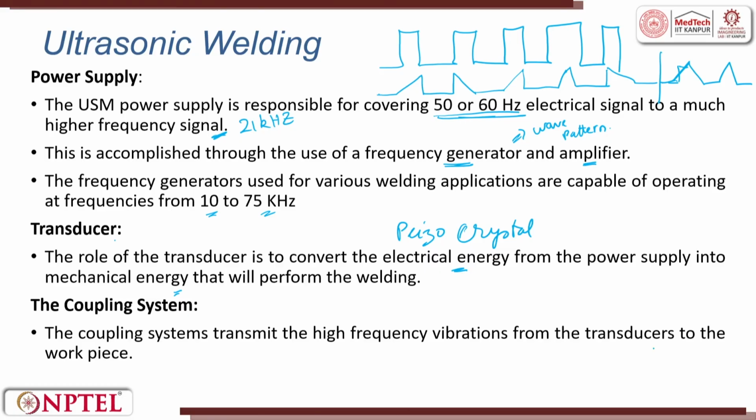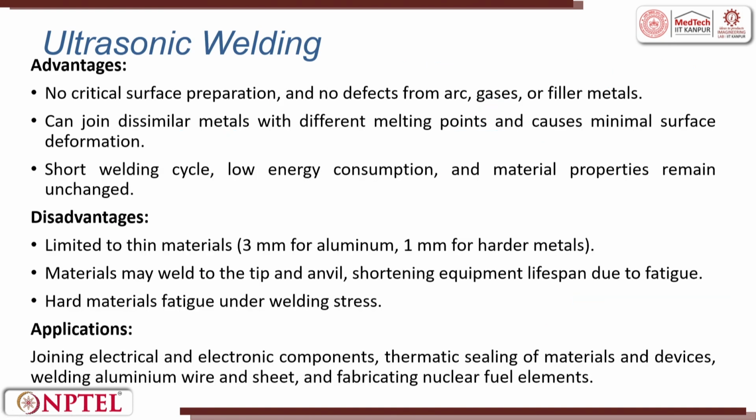The coupling system transmits the high frequency vibration from the transducer to the workpiece. It is here we use the horn. This is a function generator. The function generator is attached to a horn. This is called the horn. This is the function generator, and these are piezo crystal materials, right. Why is there a horn? Because this horn tries to amplify the small signal to a large amplitude. So, the coupling system transmits the high frequency vibration from the transducer to the workpiece.